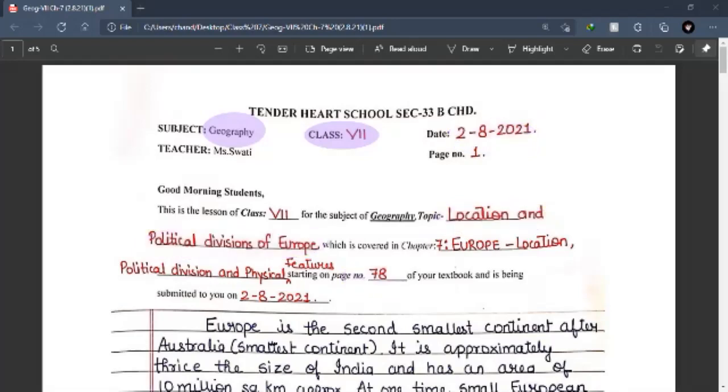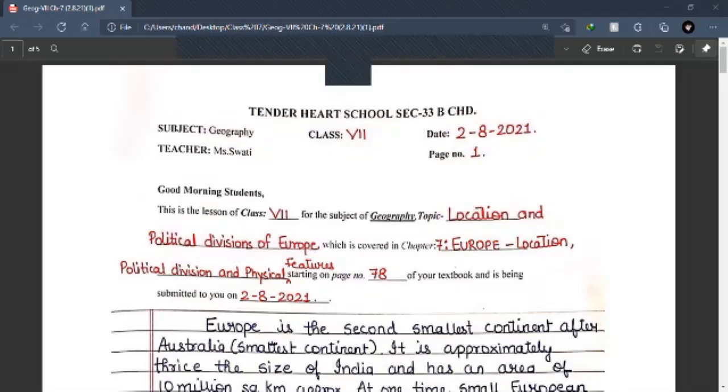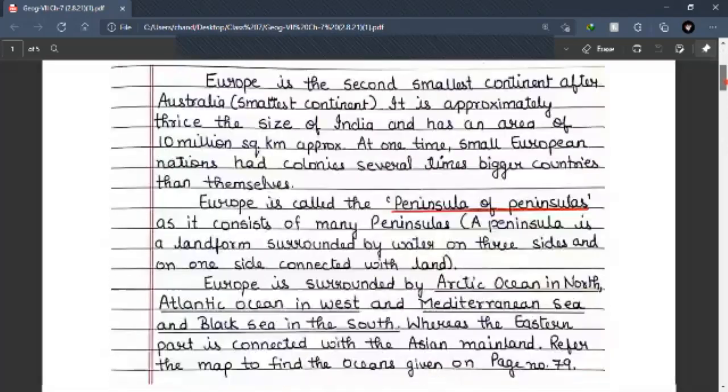So children, let us now discuss the location and political division of Europe. Europe is the second smallest continent after Australia. It is approximately thrice the size of India and has an area of approximately 10 million square kilometers. At one time, small European nations had colonies several times bigger than themselves.